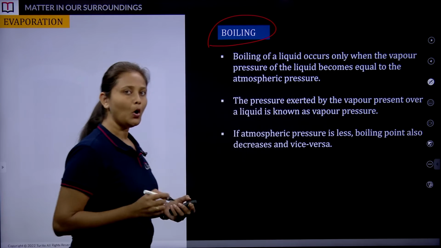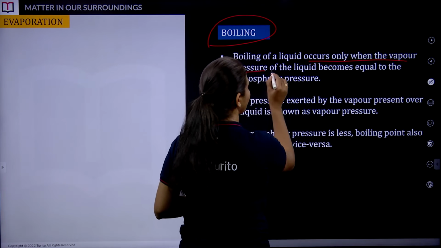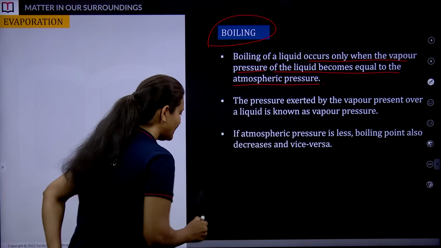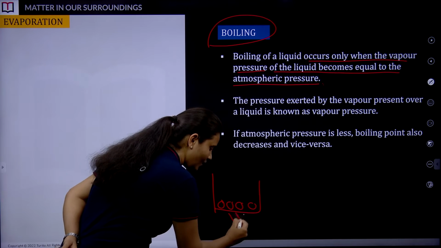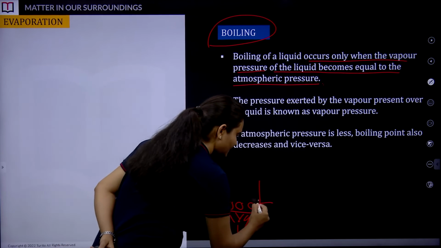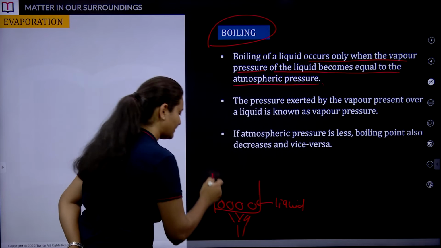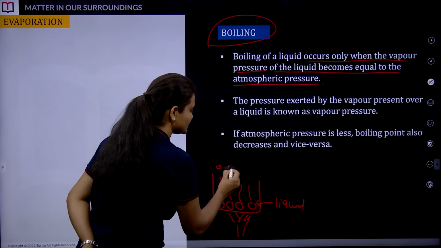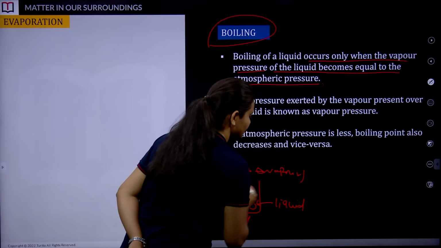Boiling. So boiling is what? Boiling of a liquid occurs only when the vapor pressure of the liquid becomes equal to the atmospheric pressure. Okay, let me put it here in this way. Suppose we have taken this liquid and now we are going to supply some heat to these liquid molecules. These are nothing but what? Liquid molecules. After absorbing heat, kinetic energy of this is going to increase, and they are going to transform themselves from liquid to what? Vapors.